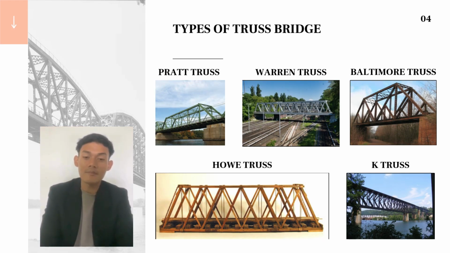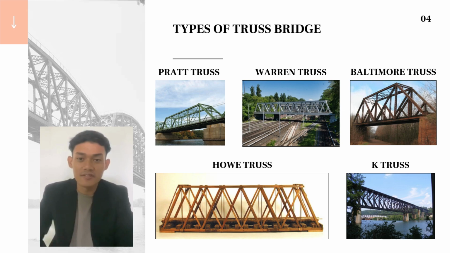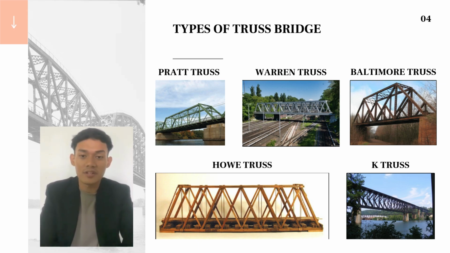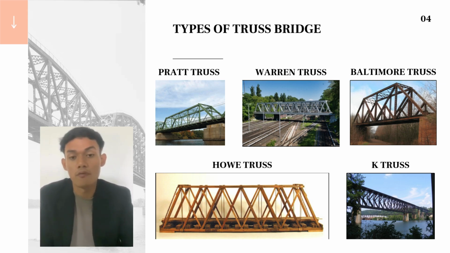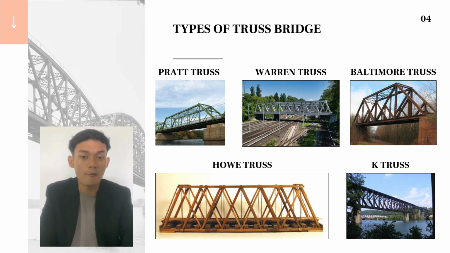Next, about types of truss. Pratt truss, known for its diagonal members that slope towards the center of the bridge. The Pratt truss efficiently handles tension and compression, making it a popular choice for bridge construction. So the Pratt truss is recommended for construction. Second, Warren truss. Featuring equilateral triangles, the Warren truss offers a uniform distribution of loads, which makes it highly efficient and cost-effective in modern bridge design.